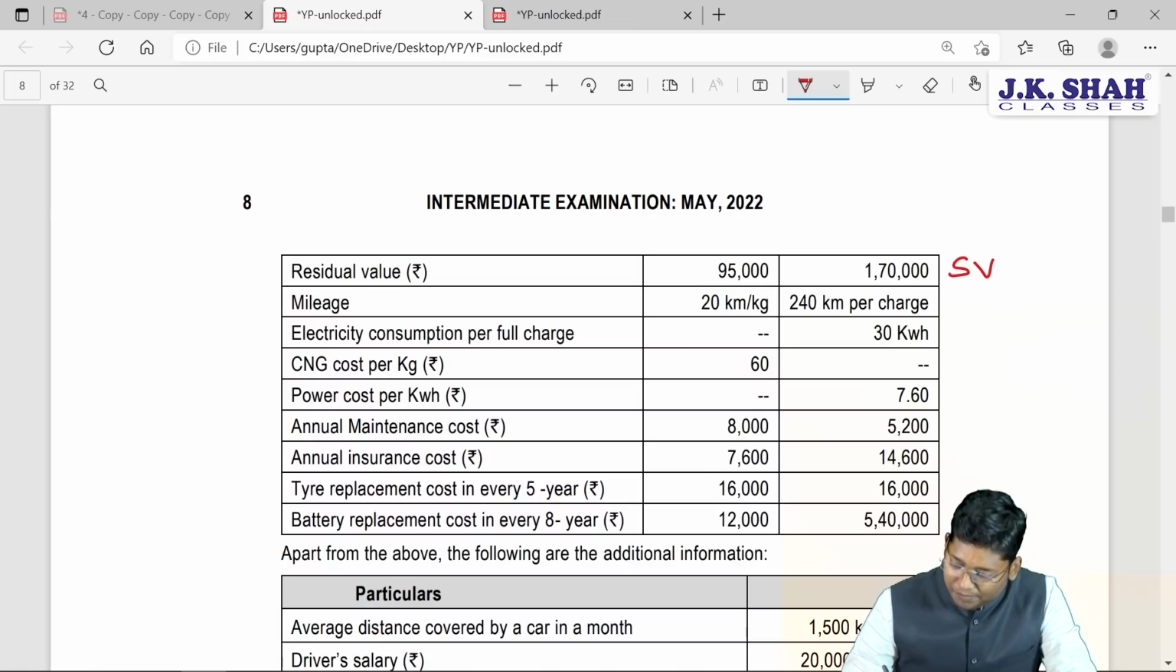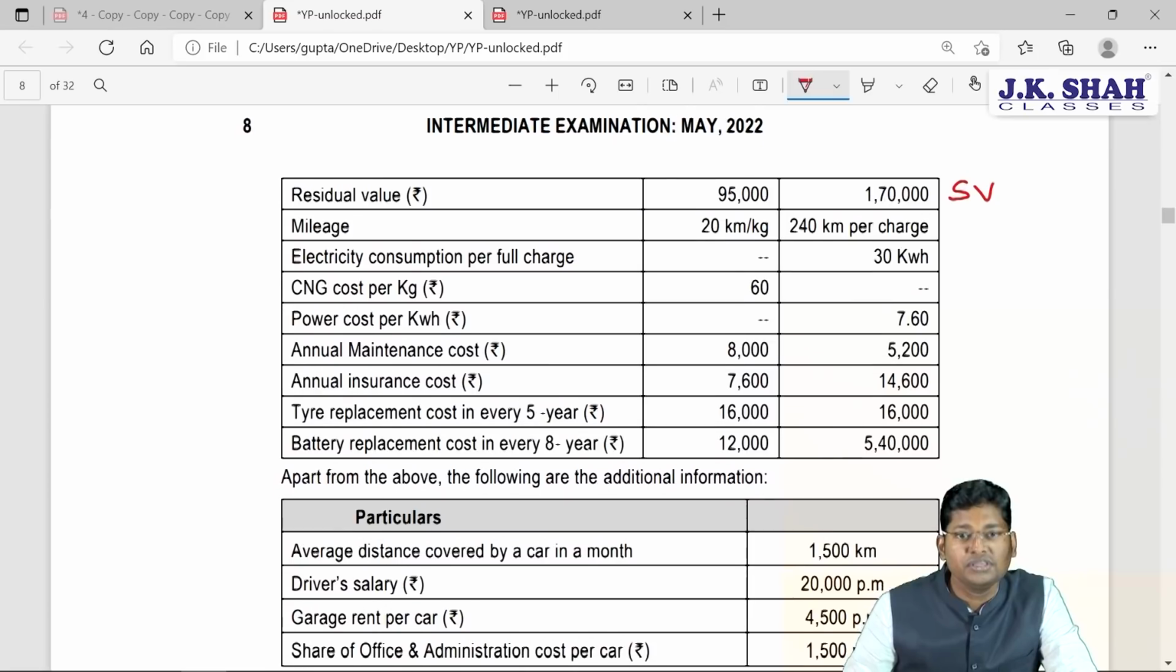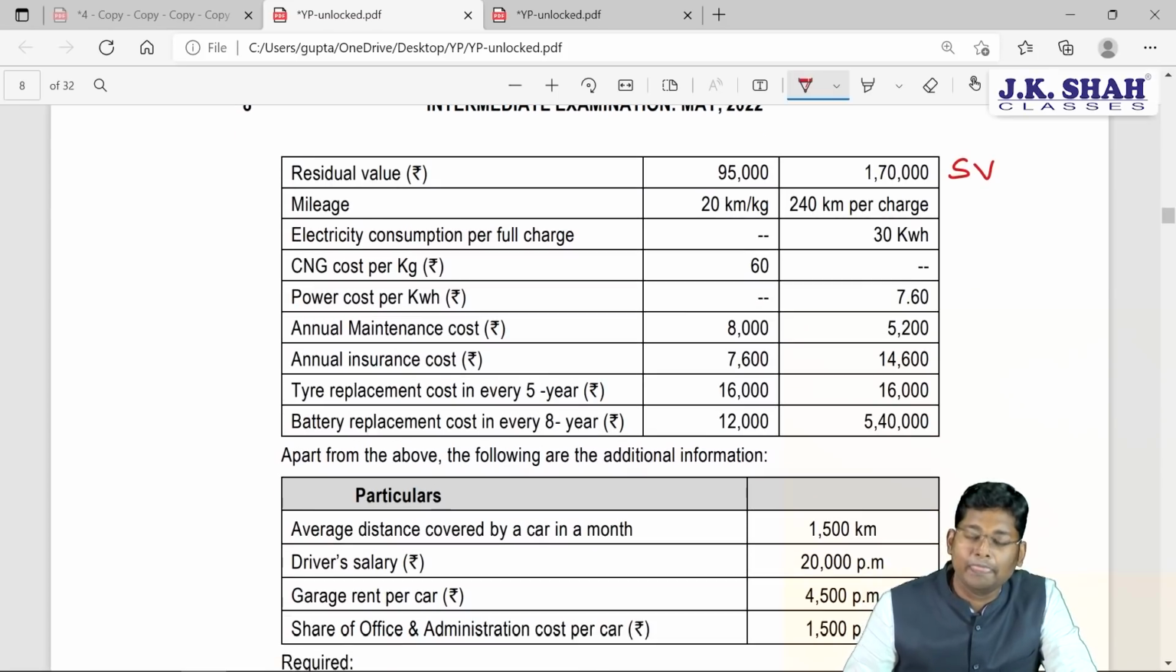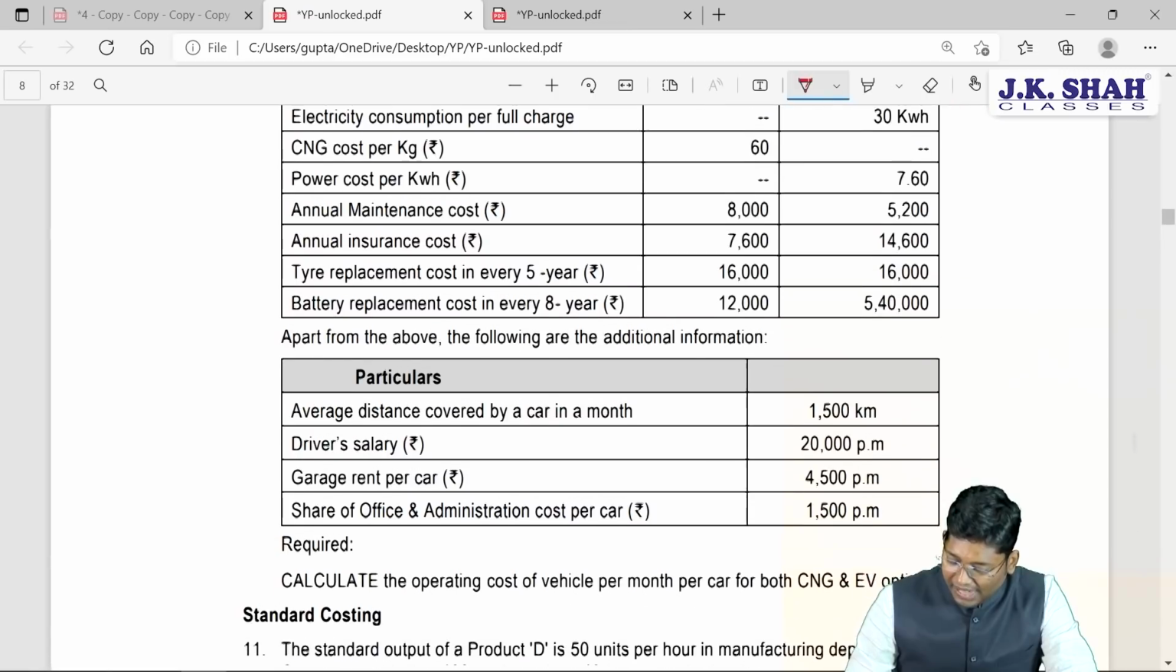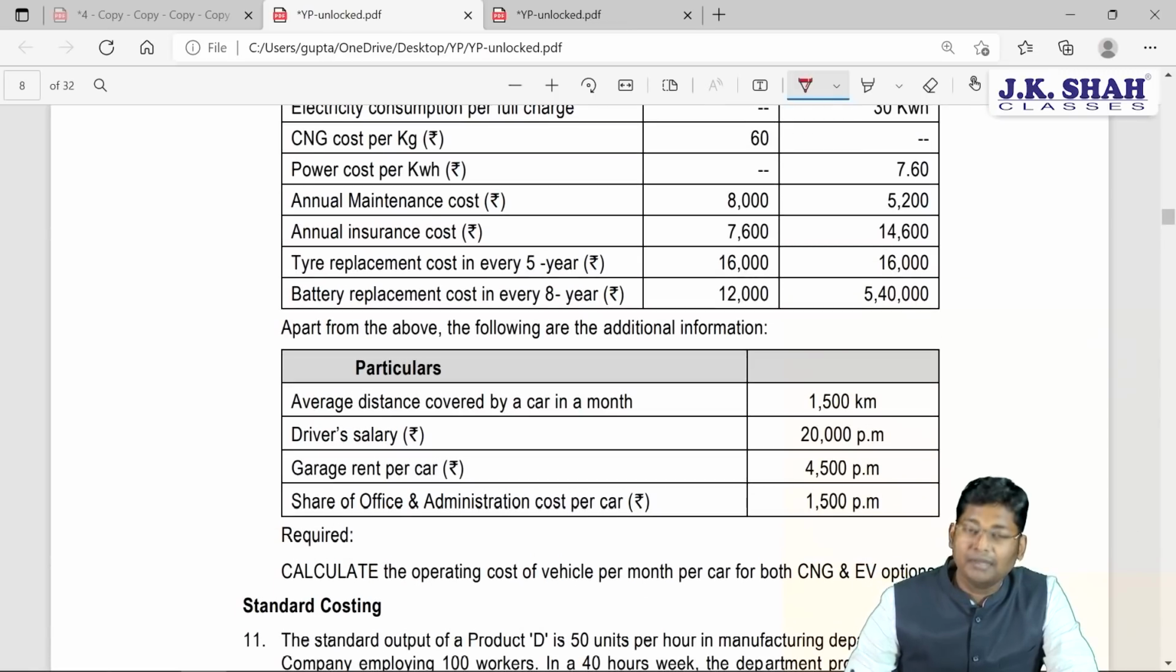CNG cost is given, power cost is given, annual maintenance cost, annual insurance cost is also available, tire replacement cost in every 5 years is also given, and battery replacement cost is also there. Apart from the above, the following is additional information, where the average distance covered by a car in a month is given. A few items are given on an annual basis, but this information is given on a monthly basis. Driver salary is also given on a monthly basis.